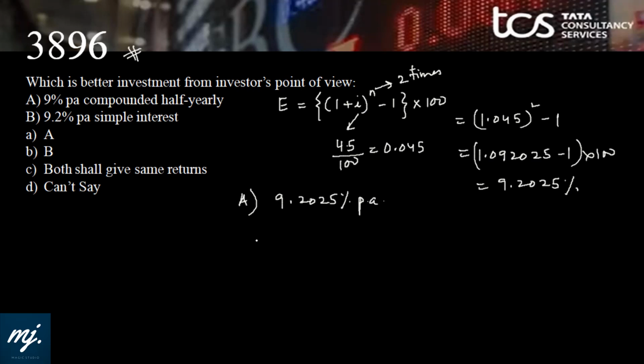So the first one, A, is giving a return of 9.2025% per annum, and B is giving a return of just 9.2% per annum. Obviously, investment A is giving an edge and extra return over B. So from the investor's point of view, the investor should go for investment A.